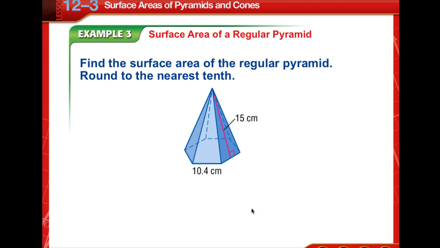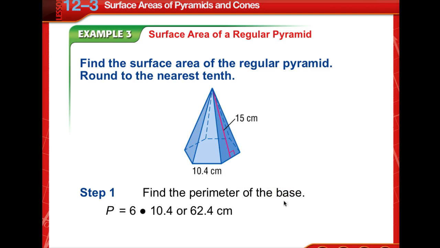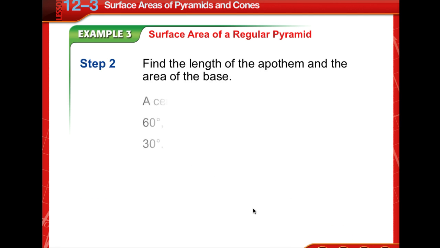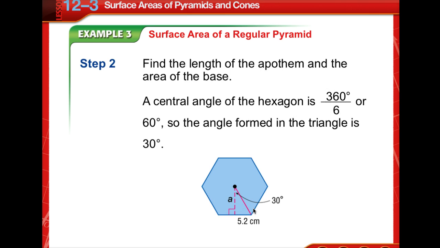Now, finding the surface area of the regular pyramid, we first find the perimeter of the base. So how many sides does it have? 6 times 10.4, so there's the perimeter of the base. Next, we find the length of the apothem.